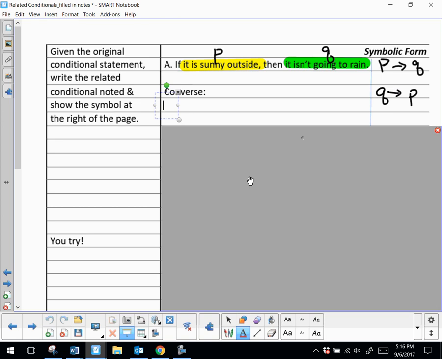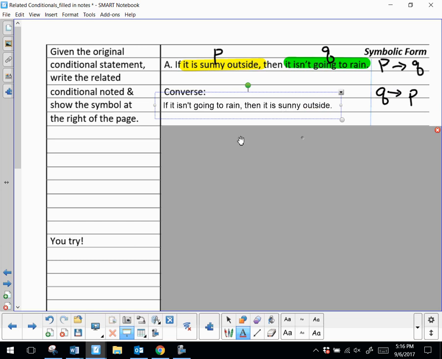Okay, we're going to start again with Q. Q is over here, right? We identified it in the original conditional as it isn't going to rain. So for the converse, I just need to say, if it isn't going to rain. That'll be the beginning of the sentence. What was after then goes behind if in the converse. Now I'm going with the other piece of this. I need to take what was the P and put it into the back of the sentence. And so I end up with, then it is sunny outside.